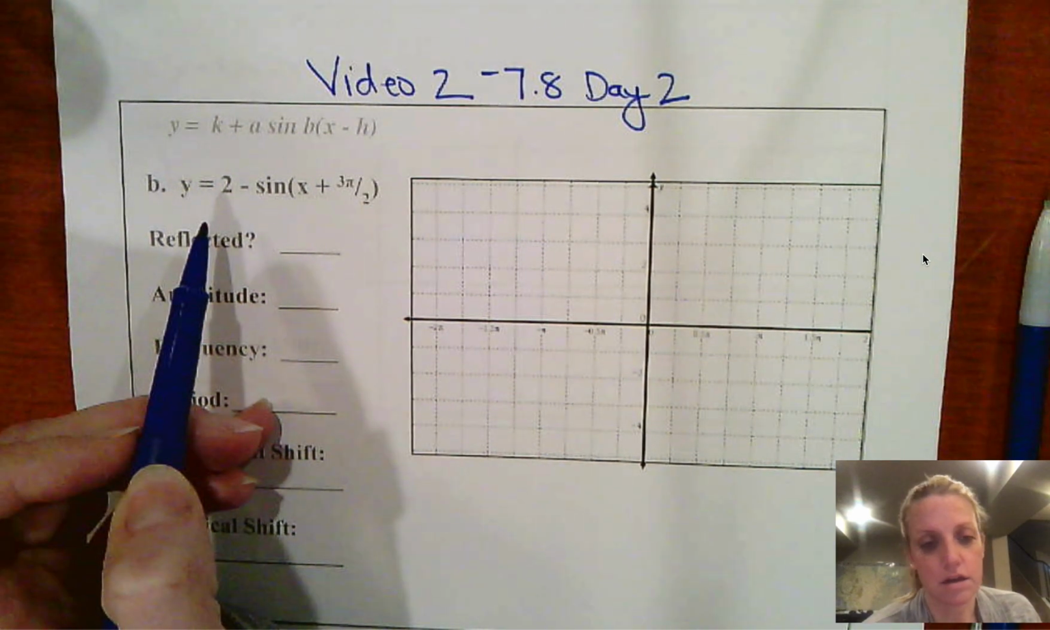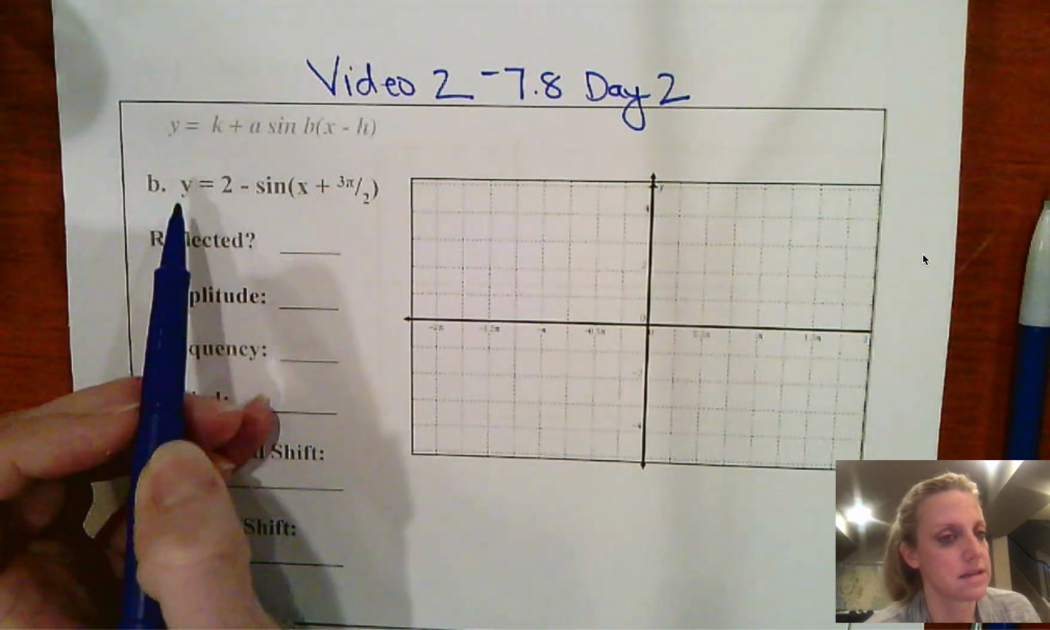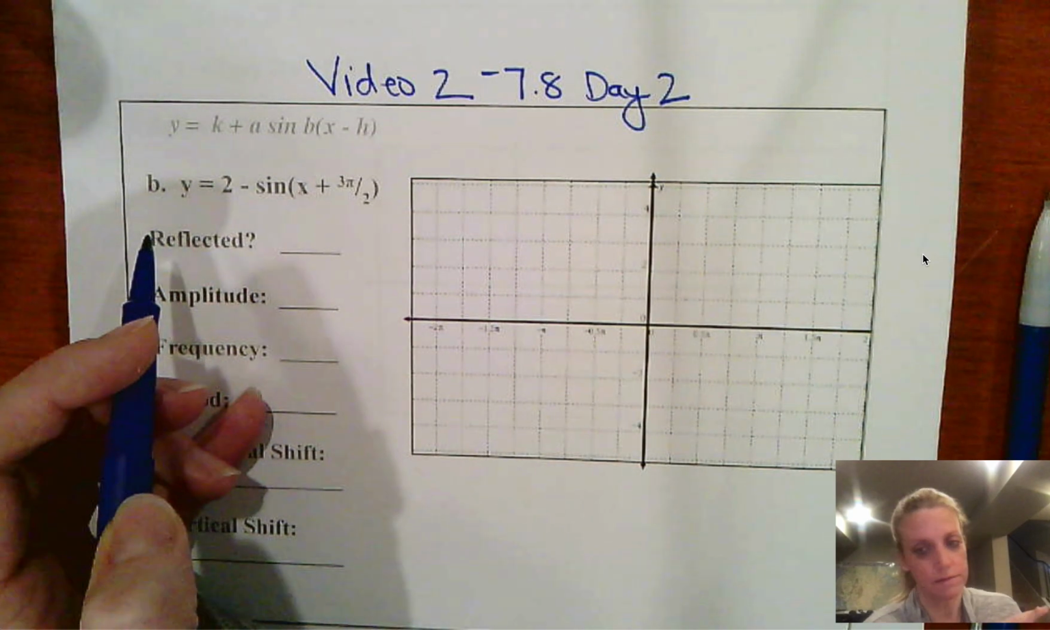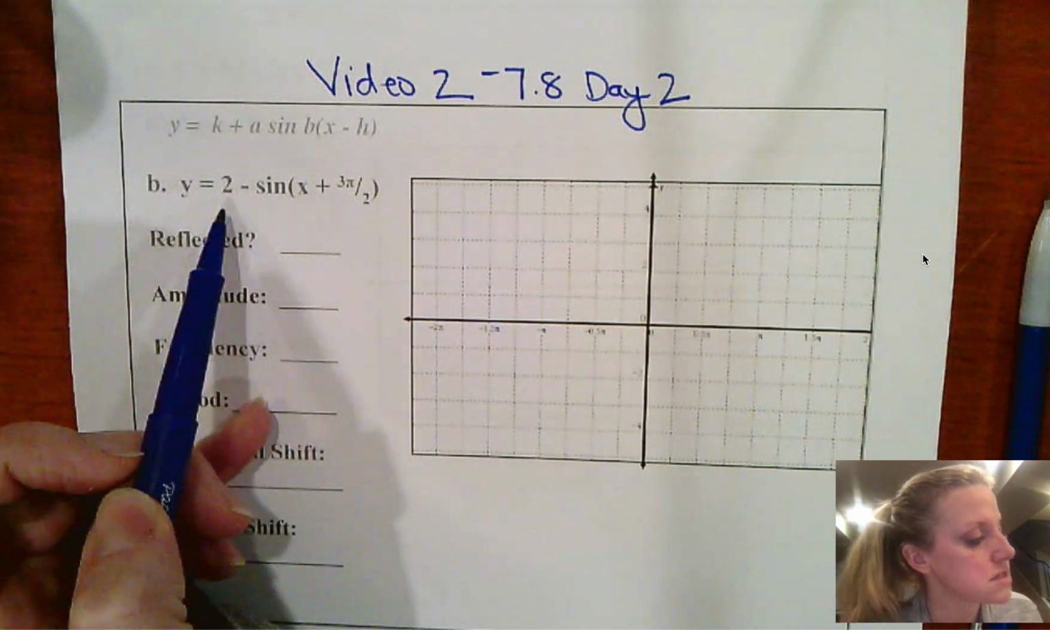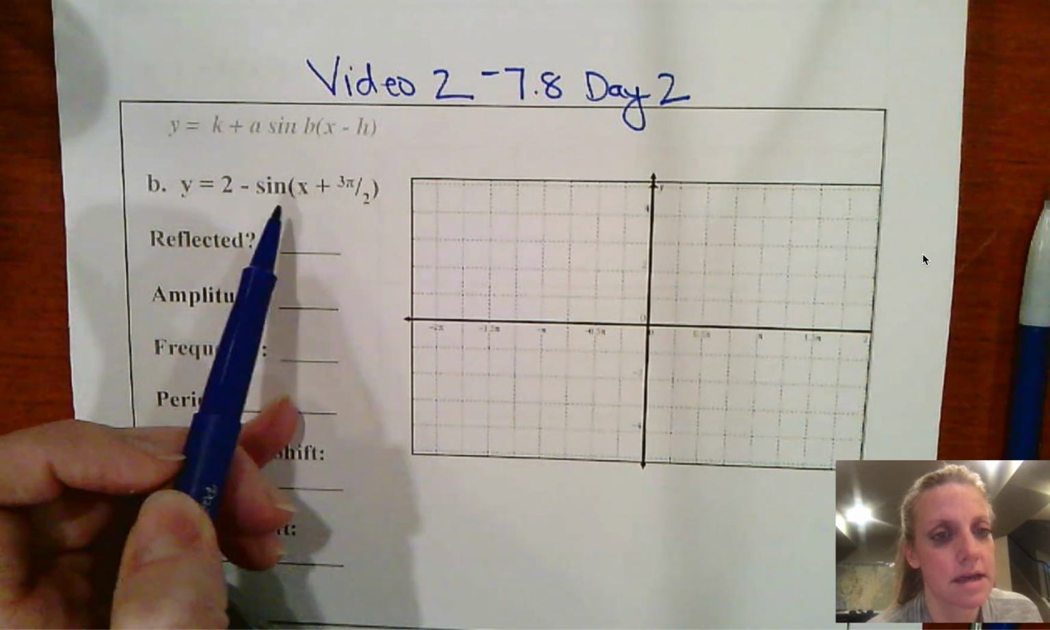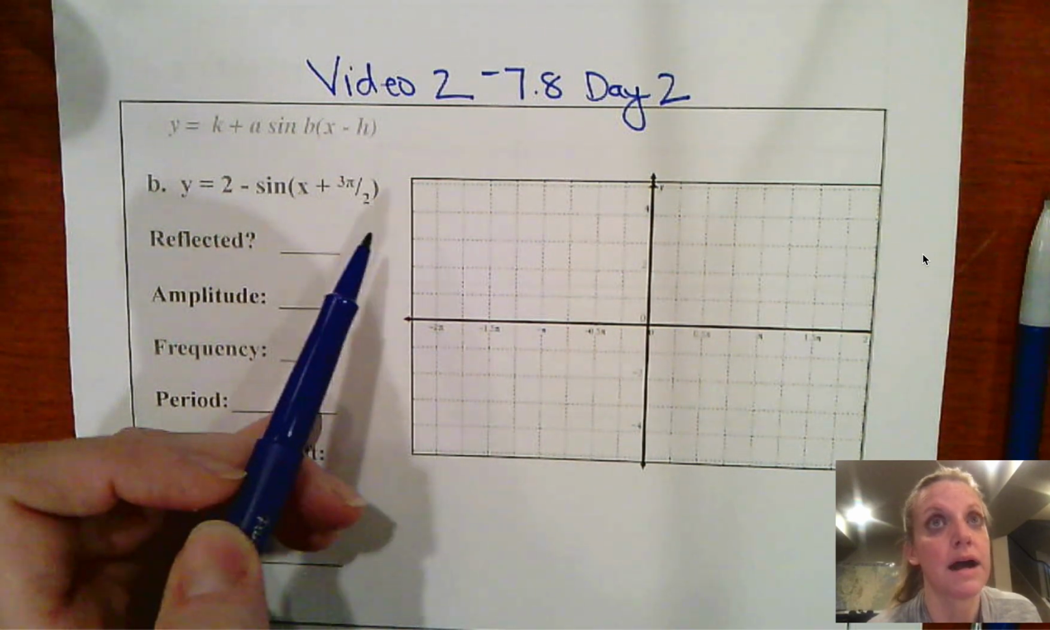on the notes helper. You just have to find it. I think it's B. I'm not going to be going through all of them. I just kind of pick and chose the one I like. This is y equals 2 minus the sine of x plus 3 pi over 2.